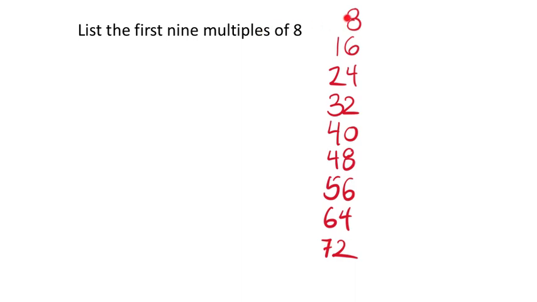All right, so that's our first 9 multiples of 8. Again, you could have added. You could have said 8 plus 8 is 16, plus 8 is 24, plus 8 is 32, plus 8 is 40, plus 8 is 48, plus 8 is 56, plus 8 is 64, plus 8 is 72. But we just did some multiplication, because multiplication can make that fairly easy when we're dealing with numbers 0 through 12.